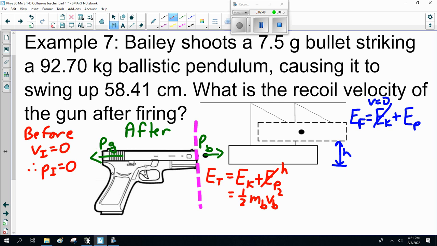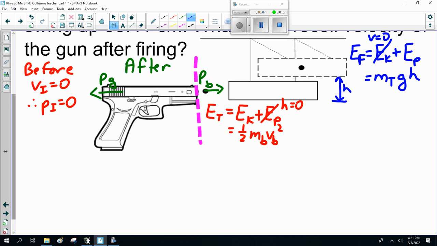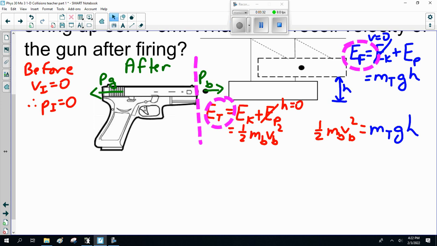So I should emphasize that. Energy final is mass total, gravity times height. So we have to use potential energy to find kinetic energy, to find a velocity, to find momentum, to find recoil velocity. Lots of work, which is why you're going to see one of these on the test. So, just looking at energy here, our initial energy and our final energy are going to be the same. So that means 1/2 mass of bullet, velocity of bullet squared will equal the mass total, gravity times height. So I'm going to do that down here.